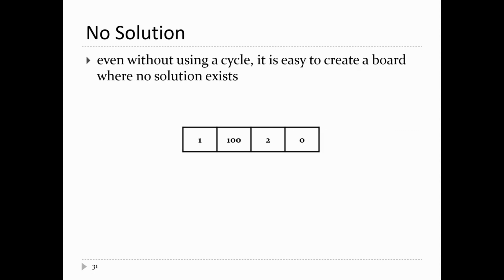And even without cycles, you can easily make a board where no solution exists. So here I'm forced to move to the 100, and then by landing on the 100, there's no move that leaves me on the board. So there's a couple of things to keep in mind. We know that no solution exists, or the current solution is not feasible, if you end up in a cycle, or if you end up on a square for which there are no more valid moves.